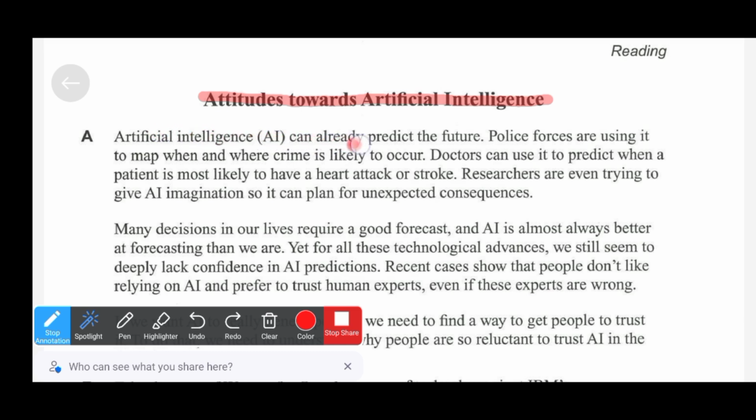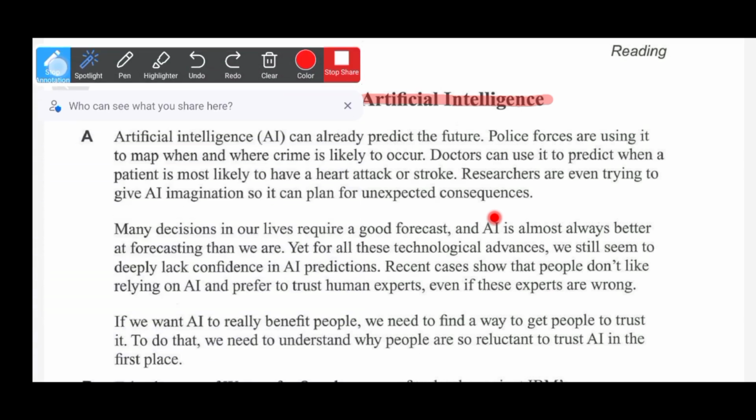Artificial intelligence can already predict the future. Police forecast forces are using it to map when and where crimes are likely to occur. Doctors can use it to predict when a patient is most likely to have a heart attack or stroke. Researchers are even trying to give AI imagination so that it can plan for unexpected consequences.